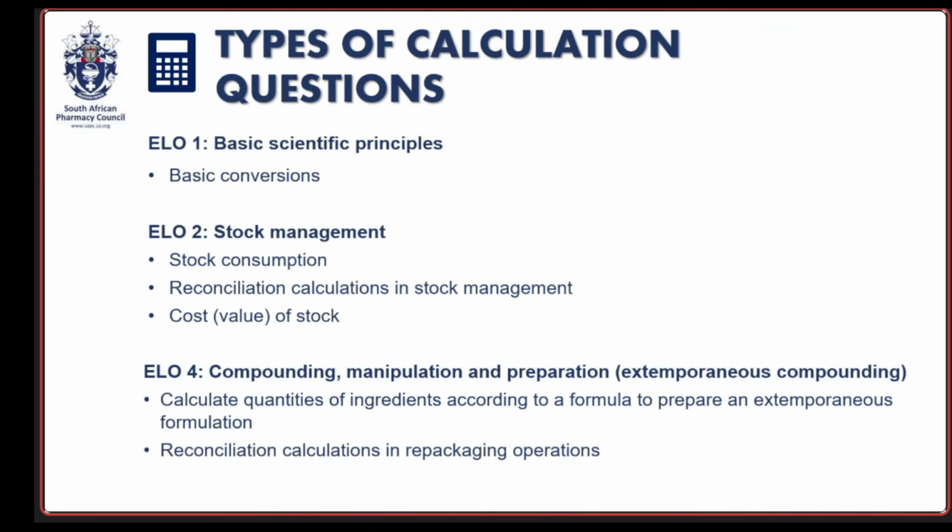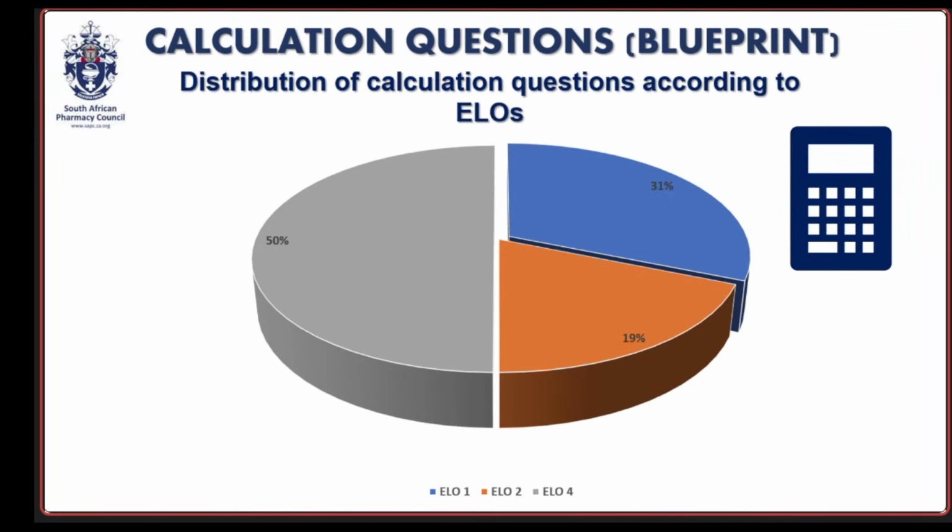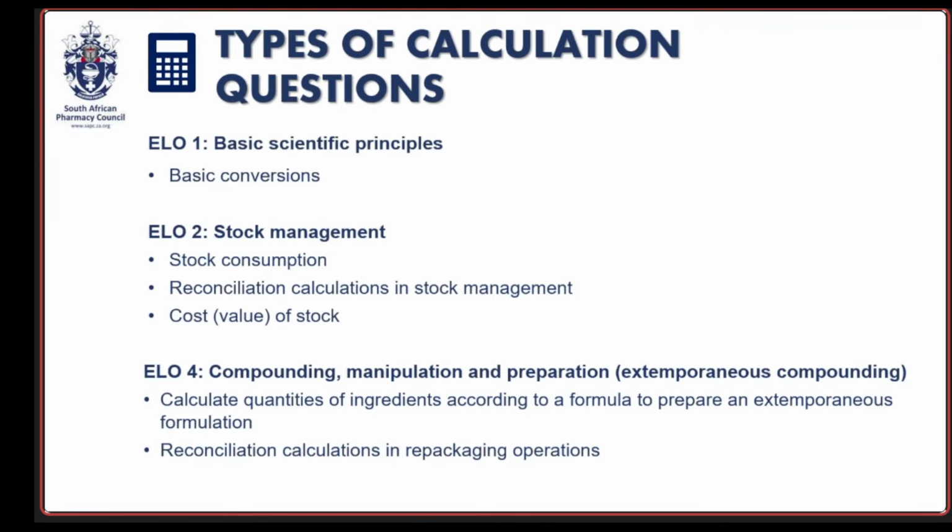So we are now at the calculation questions blueprint. The distribution of calculation questions according to the ELOs. So ELO 1 has 31% of the questions, and they are basic questions that need to be answered, and they cover quite a bit of the exam paper. ELO 2 is 19%, but the largest number of questions come from ELO 4. Right, so let's look at it.